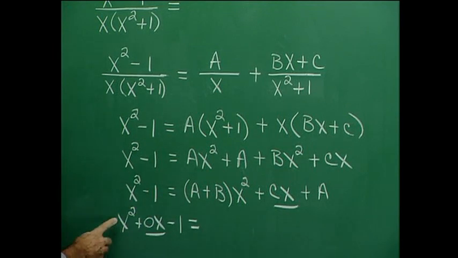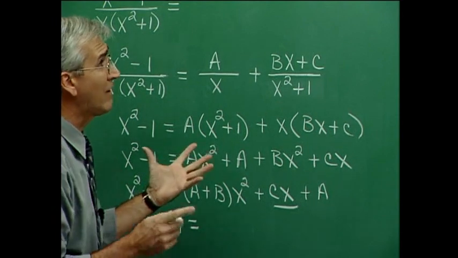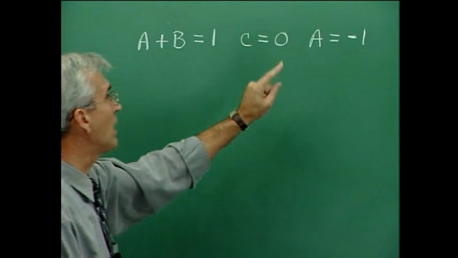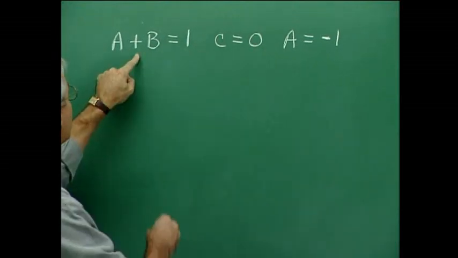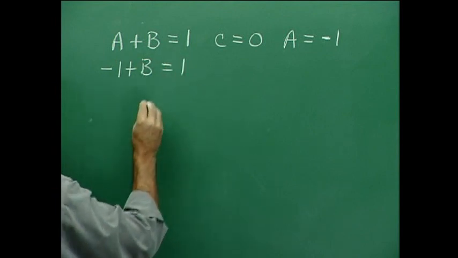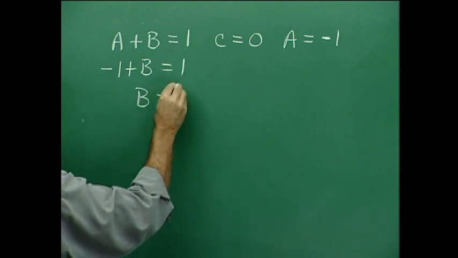Well, we just write those three little equations down, and we have only one thing to solve for. A plus b is 1, c is 0, a is negative 1. But if a is negative 1, then here we would have negative 1 plus b equals 1. Add 1 on both sides to find b to be 2.